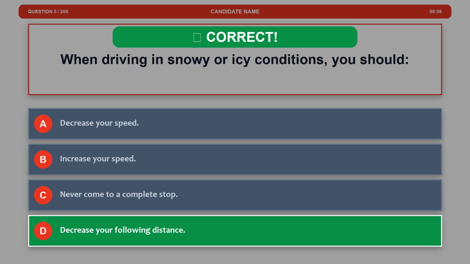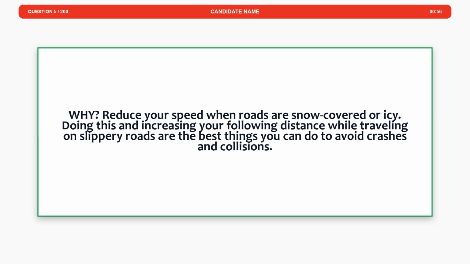The correct answer is option D. Decrease your following distance. Explanation. Reduce your speed when roads are snow-covered or icy. Doing this and increasing your following distance while traveling on slippery roads are the best things you can do to avoid crashes and collisions.